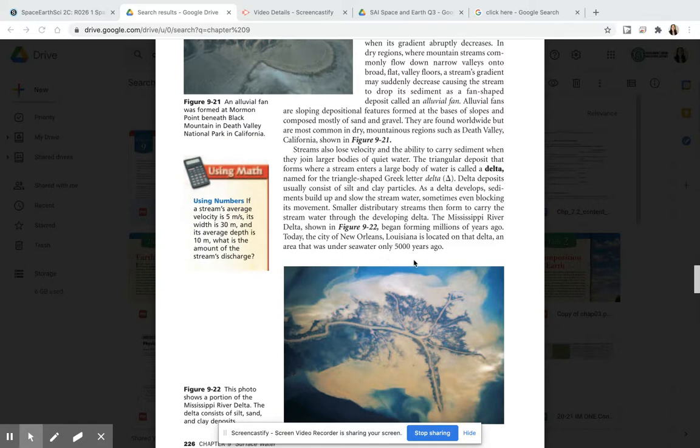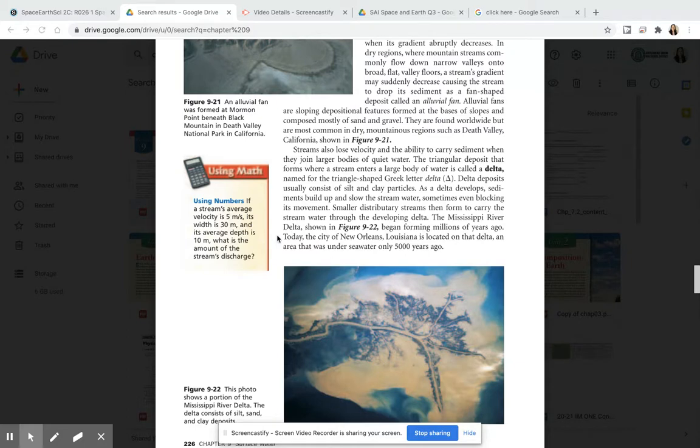The triangular deposit that forms where a stream enters a large body of water is called a delta, named for the triangle-shaped Greek letter delta. Delta deposits usually consist of silt and clay particles. As the delta develops, sediments build up and slow the stream water, sometimes even blocking its movement. Smaller distributary streams then form and carry the stream water through the developing delta.